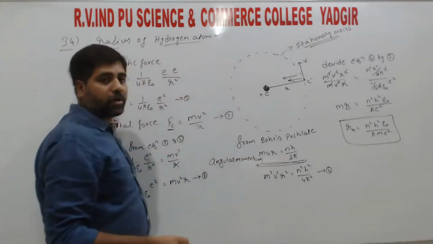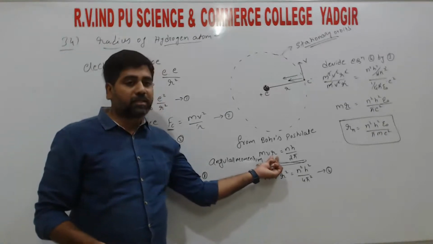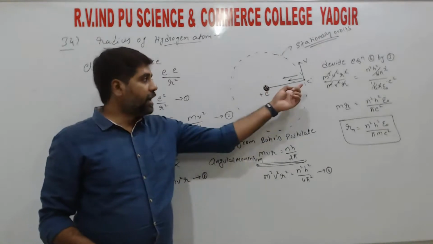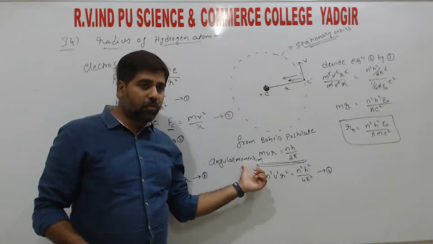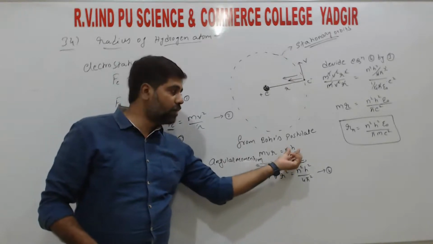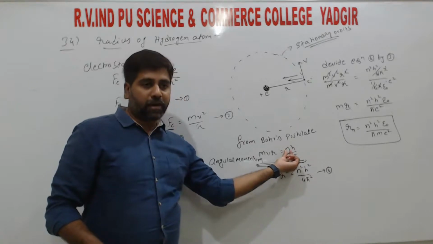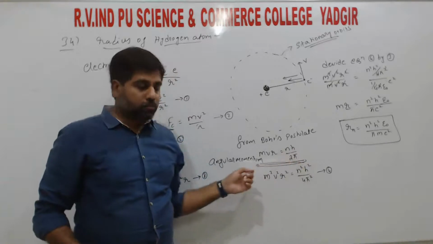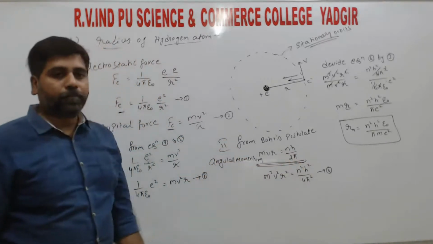Linear momentum you know is mass into velocity, right? Angular momentum is that into its radius. So the electrons revolving in the stationary orbits have angular momentum, and that angular momentum equals an integral multiple, where the integer is the n value, of h by 2 pi. So this is the second postulate.